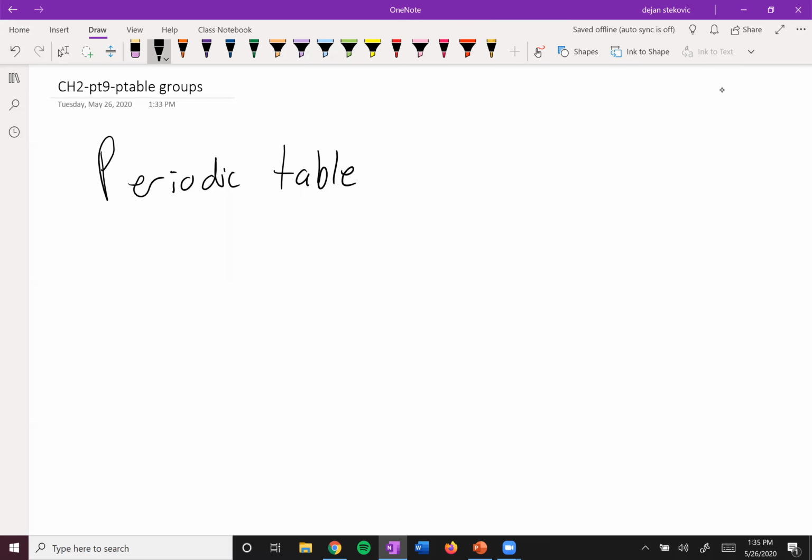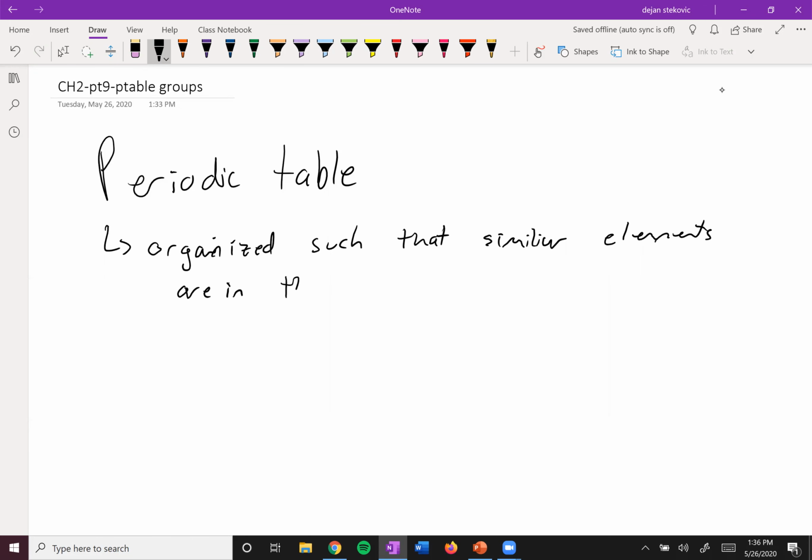All right, so we talked about the parts of an atom, what makes an element, and so on and so forth. Next up, we're going to take a look at the periodic table and see how this helps us organize our elements. And so the periodic table is very wisely organized, and it's organized such that similar elements are in the same group.